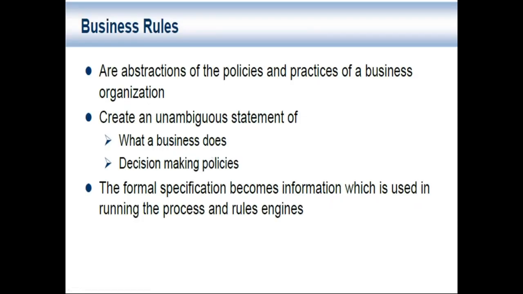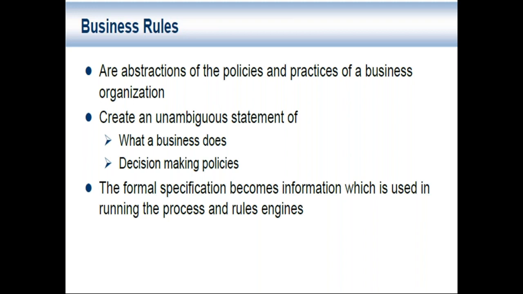Okay, so business rules, let me elaborate. Business rules are abstractions of the policies and practices of a business organization. What do you mean by abstraction? In general, abstraction means hiding the data. So these business rules contain the business logic and it is hidden from the user. But whenever you enter some values or interact with the application, it applies those business rules and gives validation messages to the user.